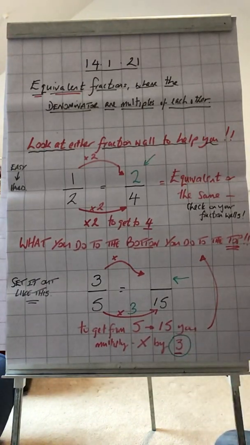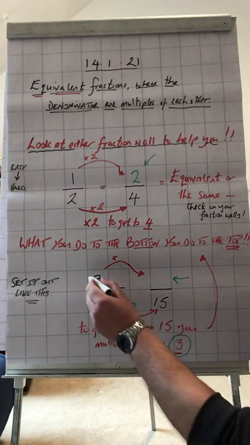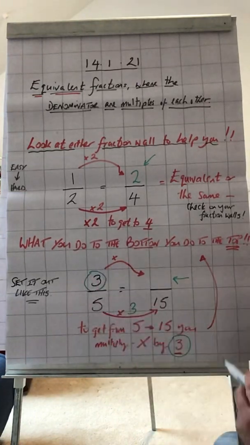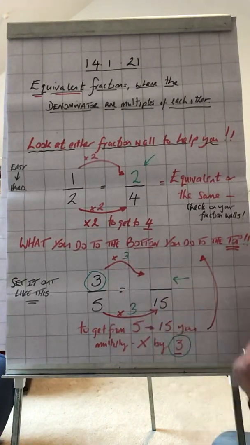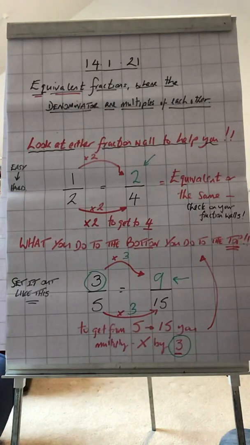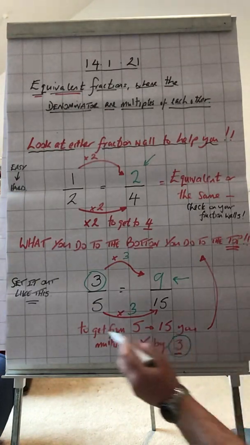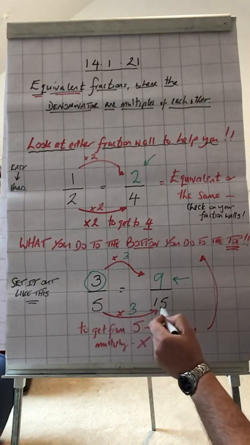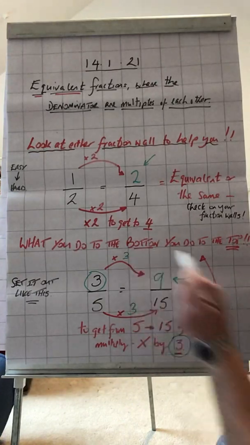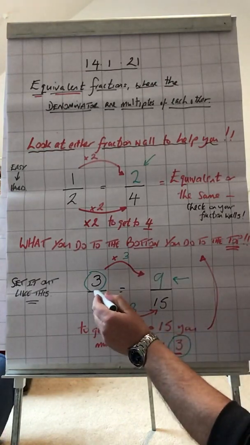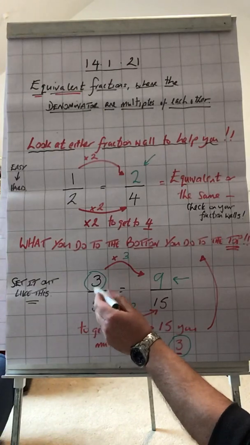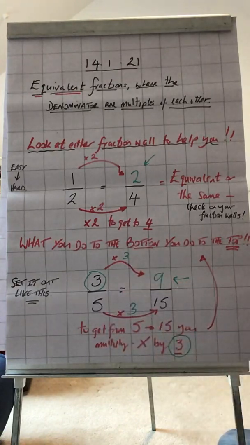Okay, then you apply the rule. What you do to the bottom, you do to the top. So the numerator this time is 3. We multiply it by 3, and we get the answer 9. 3 times 3 equals 9. We have applied the rule. 5 times 3 equals 15, so I know I need to multiply by 3. So I'll multiply my numerator from the first fraction by 3, and I get the missing answer. So 3/5 is the equivalent of 9/15.